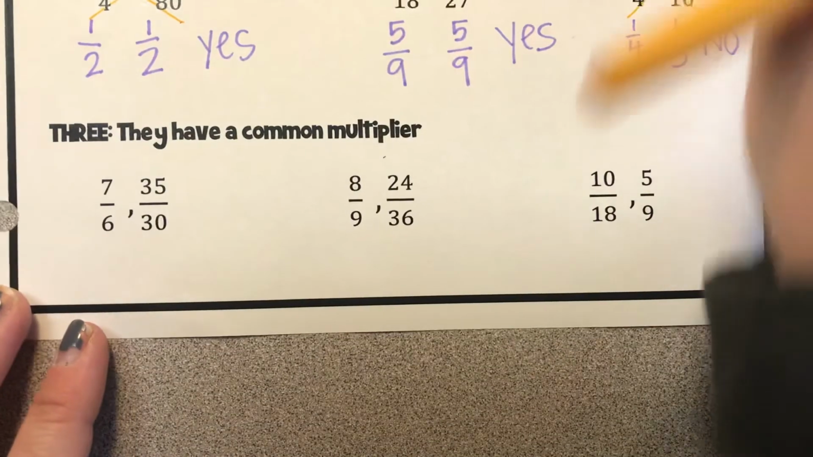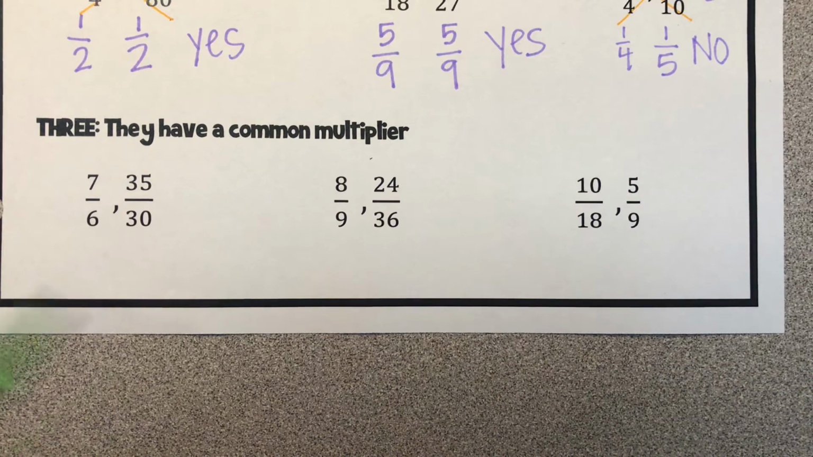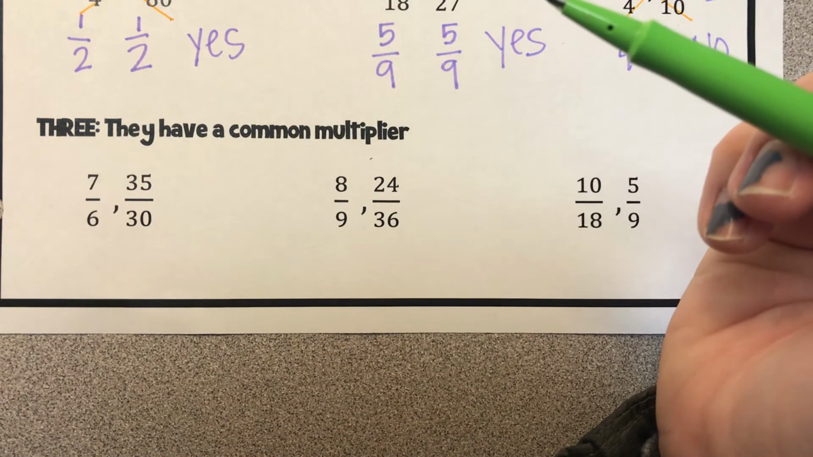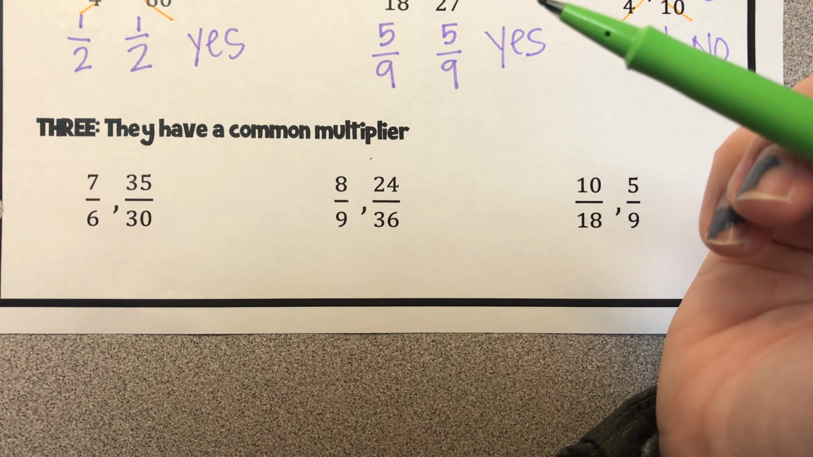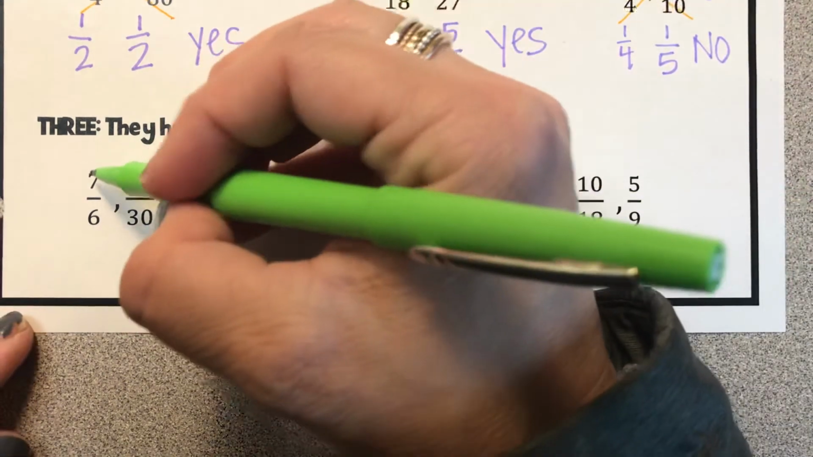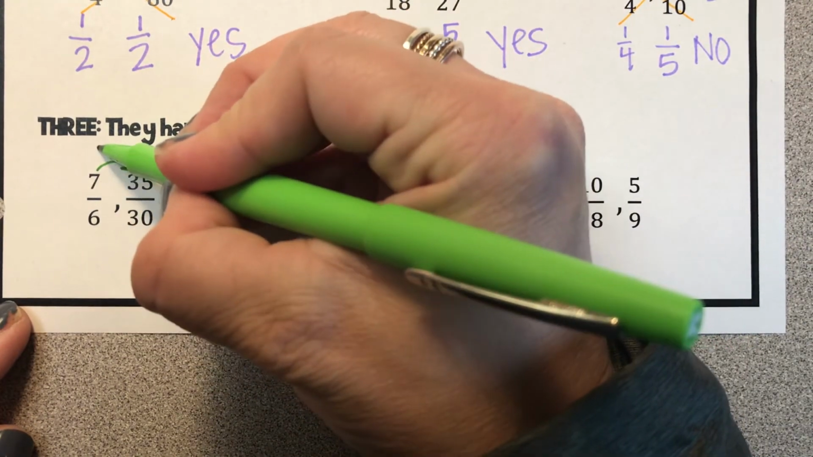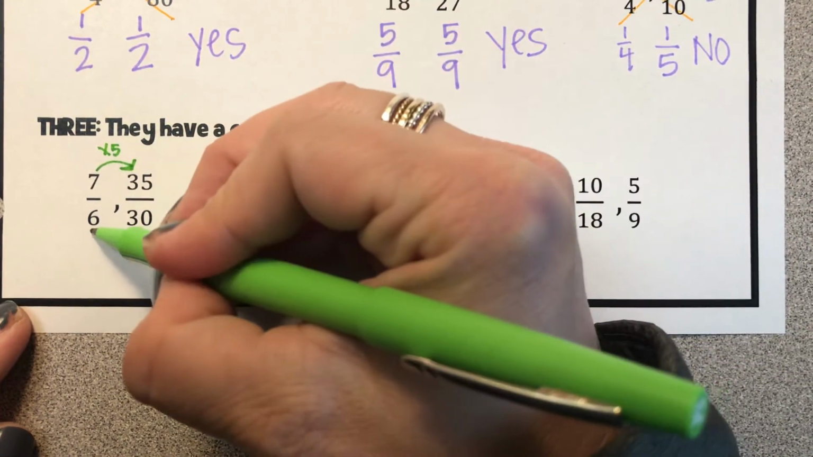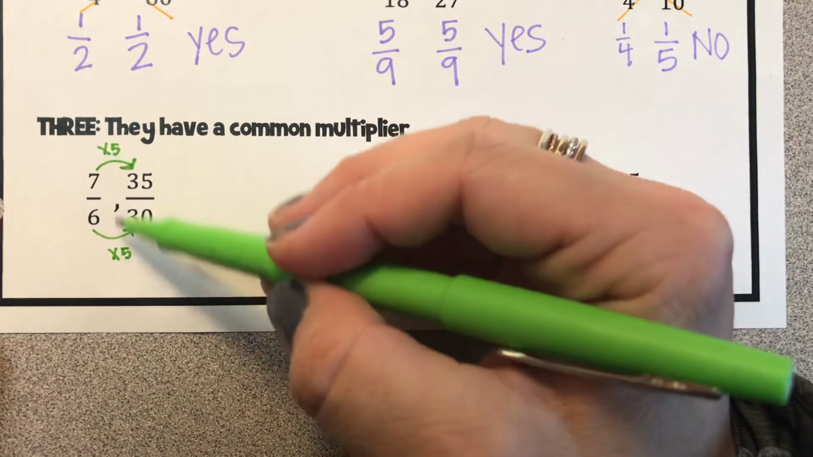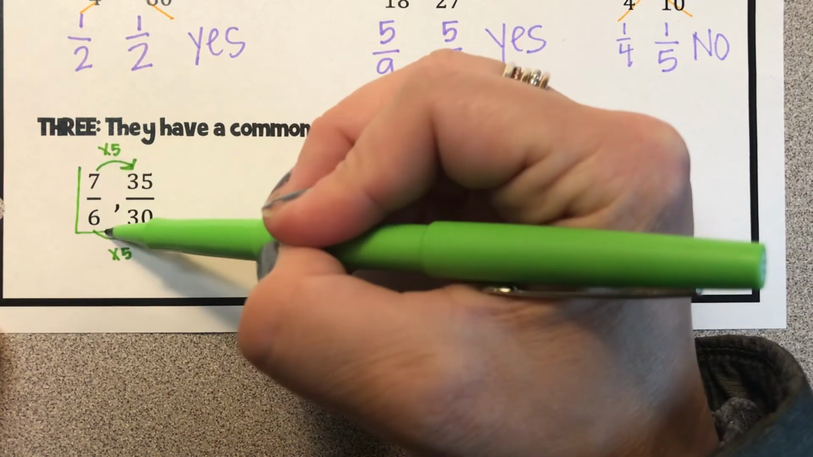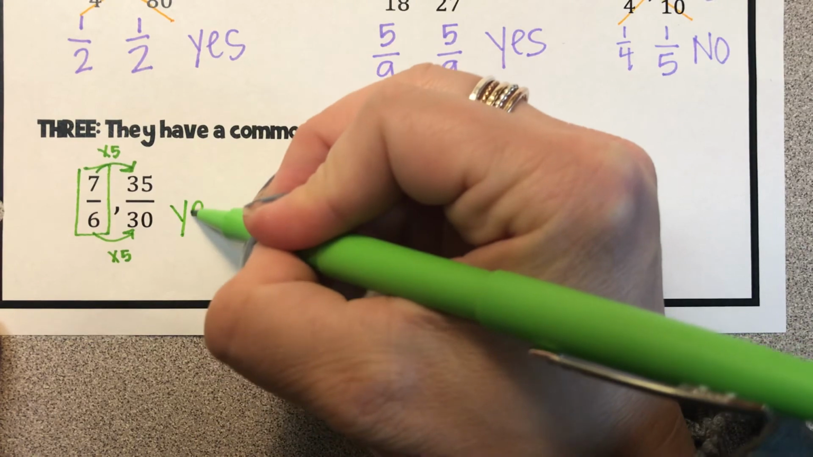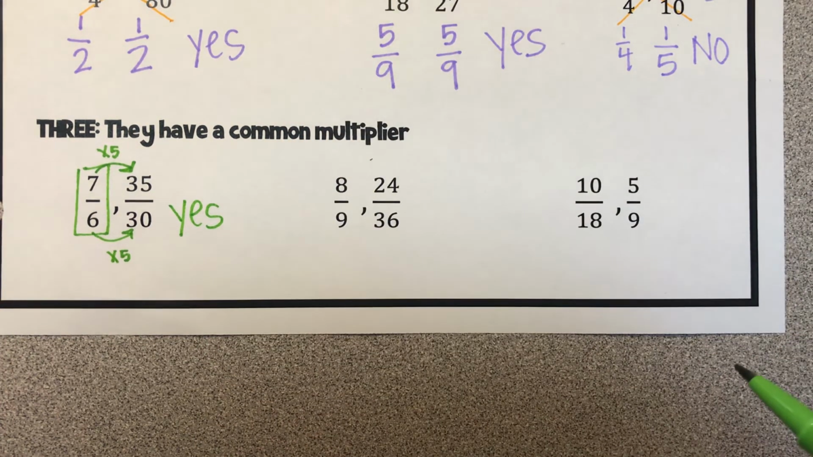And then the last way of telling is if they have what we call a common multiplier. That's where we're essentially taking the smaller fraction, multiplying the numerator and the denominator by the same number, called a common multiplier, to make the second fraction. So here, 7 times 5 is 35, and 6 times 5 is 30. This is a common multiplier. It's like I took this whole first fraction, multiplied everything by 5 to get the second one, so therefore it would be a proportion.